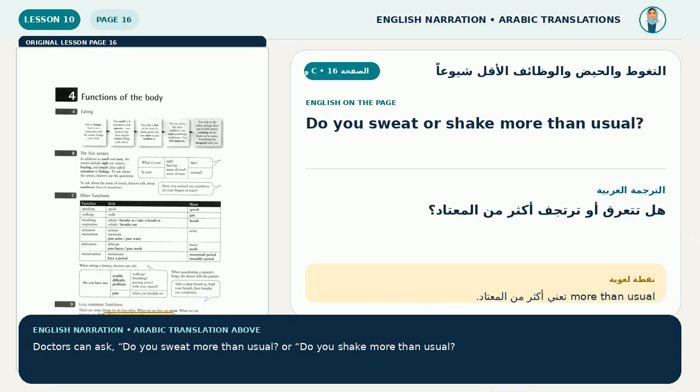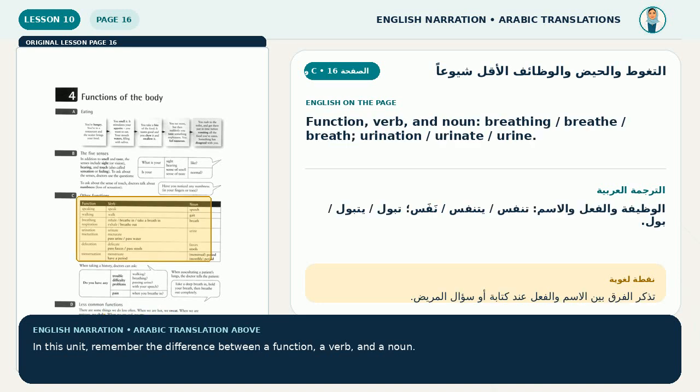Doctors can ask, do you sweat more than usual? Or do you shake more than usual? These questions are important because increased sweating or shaking can be symptoms of a medical condition. In this unit, remember the difference between a function, a verb, and a noun.